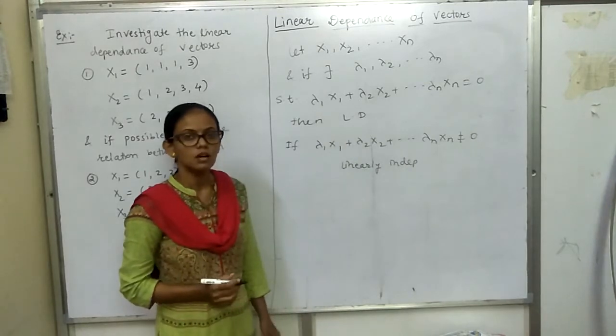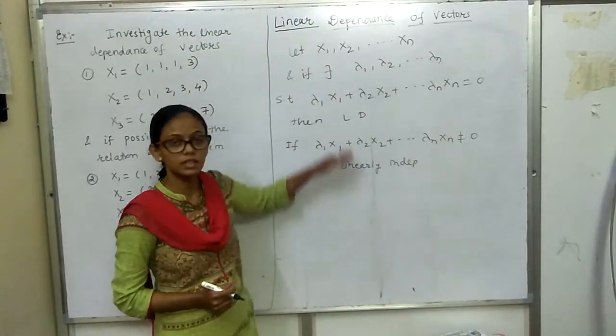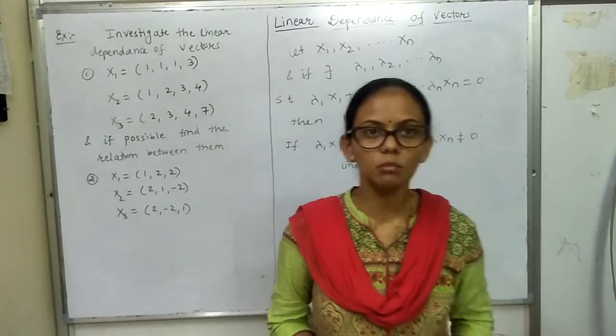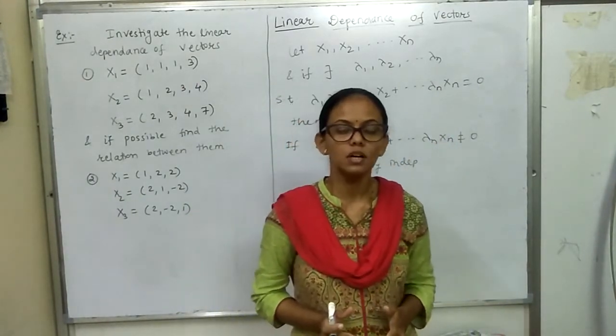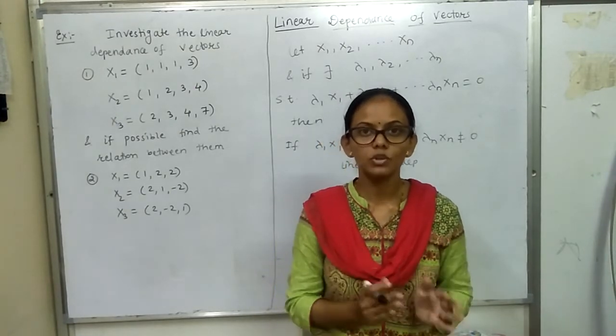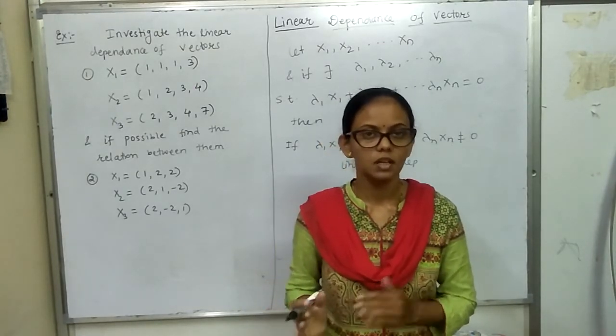Okay, now I am demonstrating this with one example. In this case, I am using the method which is very familiar to you. By using row transformations, we can reduce the components of the vectors to 0.